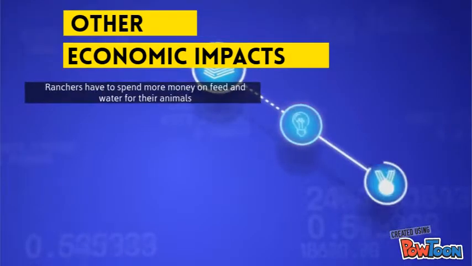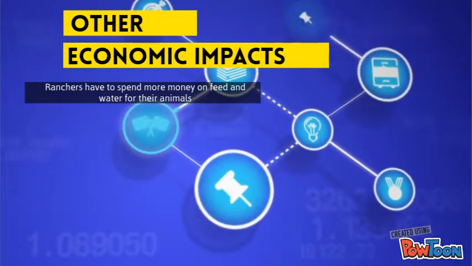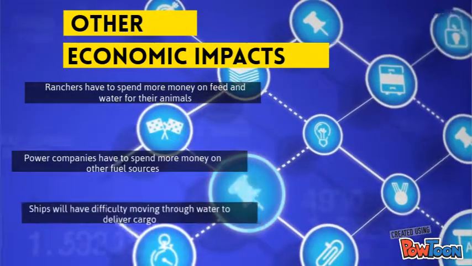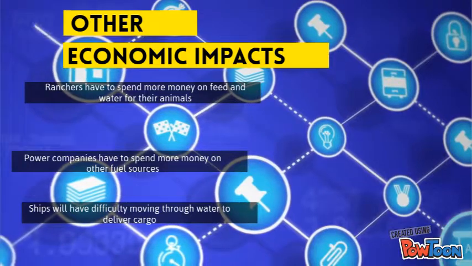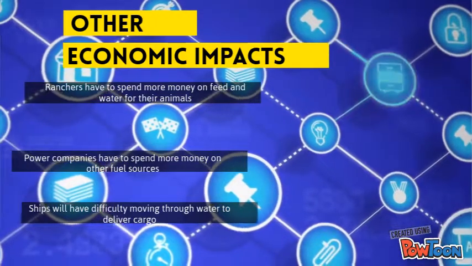Ranchers have to spend more money on feeding and providing water for their animals. Power companies have to spend more money on other fuel sources. Ships will have difficulty moving through water to deliver cargo.